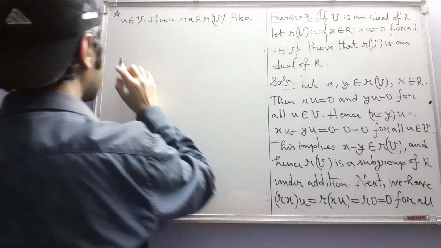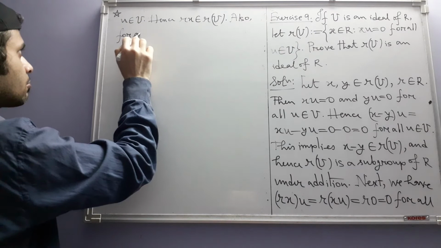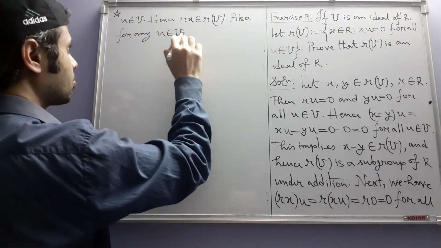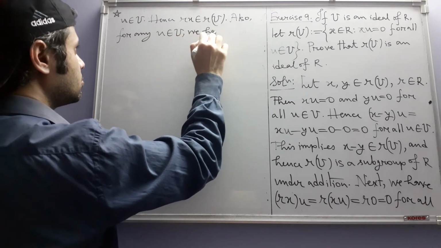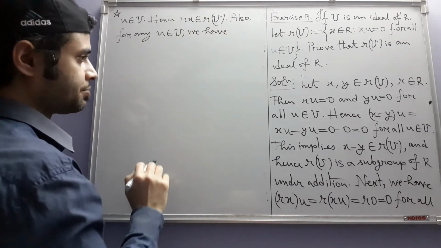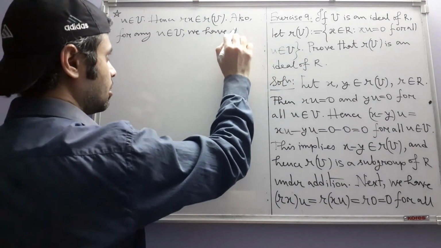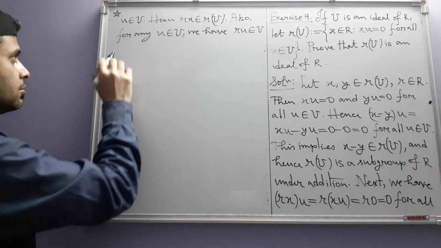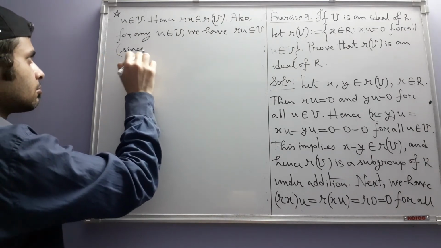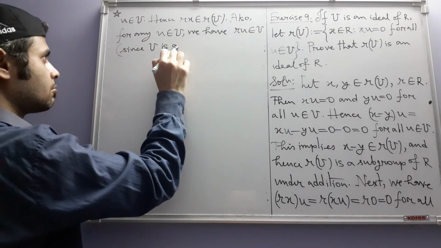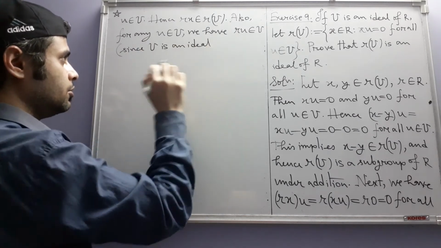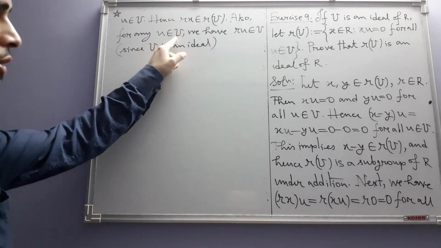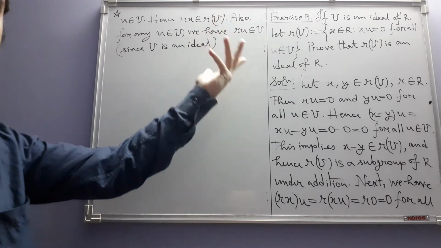Also, for any u belonging to U, we have ru belonging to U. Why? Since U is an ideal. That's why, because we are multiplying this element, small u, by an arbitrary ring element r.